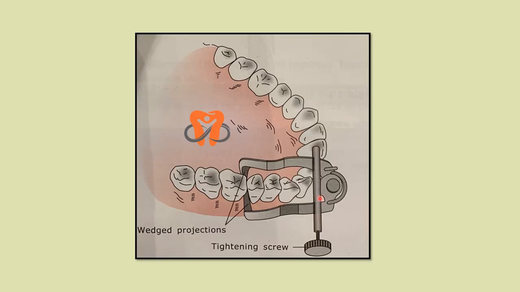Now, you can see it here. This is an Ivory separator. Now, this is a tightening screw. You tighten this screw, what will happen? Now, these are the wedge projections present in the proximal area of the tooth. When you tighten the screw, these two wedge projections move inwards and they will separate these two teeth. And then we can physically see whether the proximal area is dark or not, whether there is caries involvement there or not.